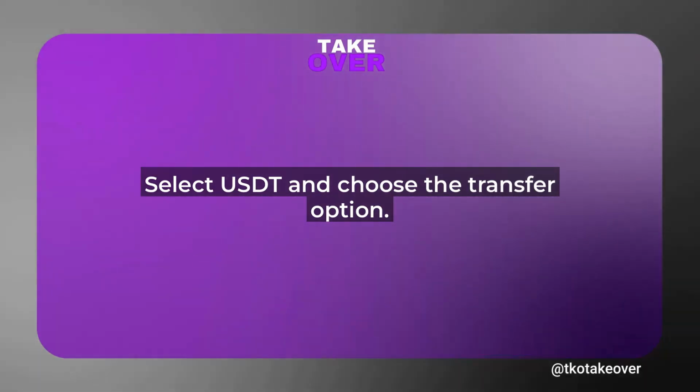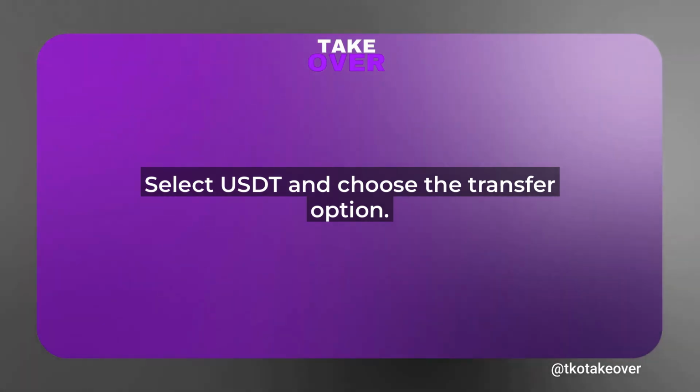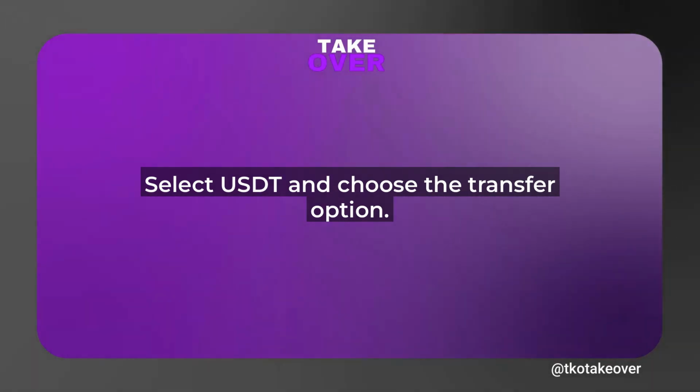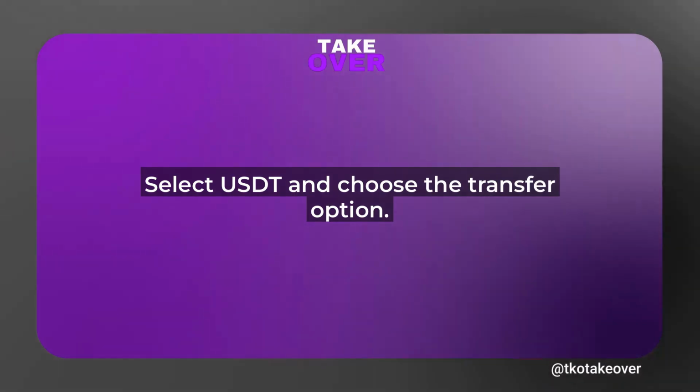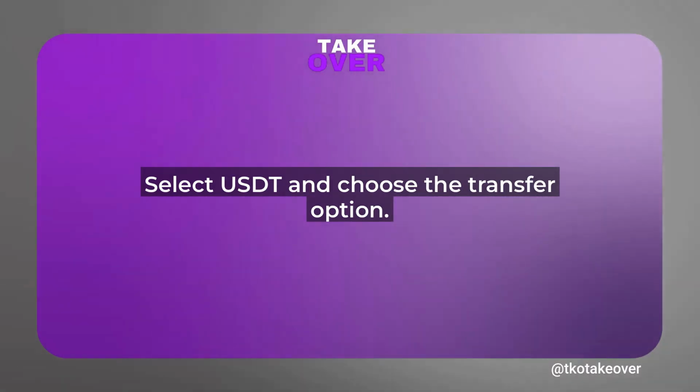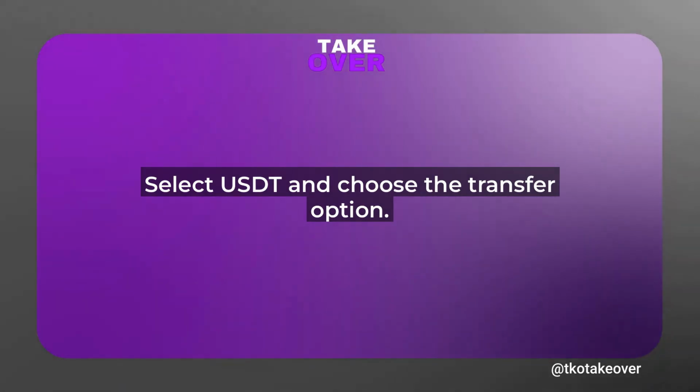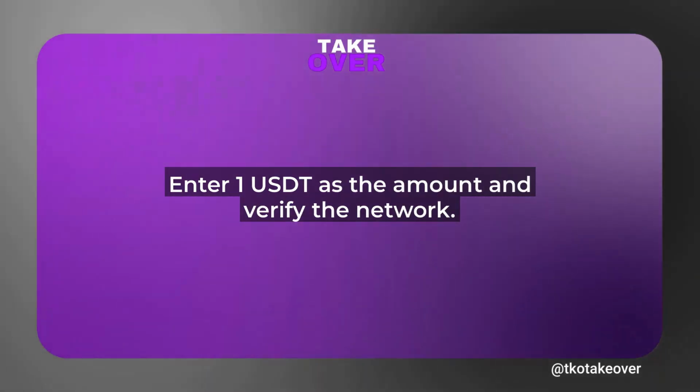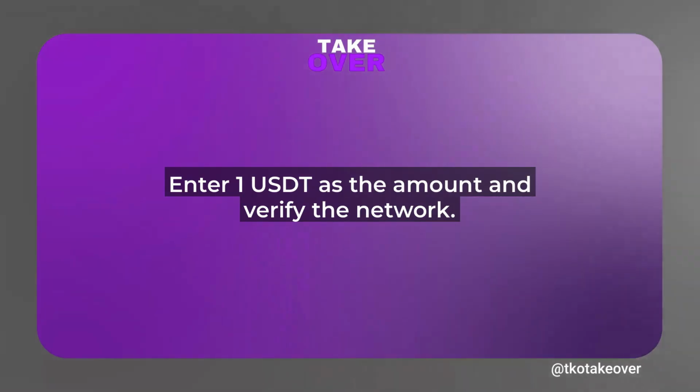Step 2. Choose the transfer option. There should be a button that says something like Withdraw or Transfer to Wallet. Click on that, and you'll be prompted to enter the amount. Since we're transferring just one USDT, type that in exactly. Double check to avoid any mistakes.